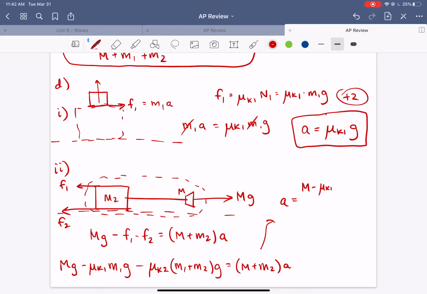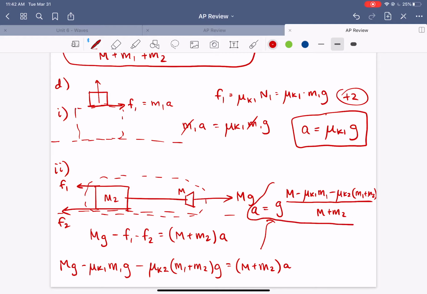M minus mu k1 m1 minus mu k2 times m1 plus m2, divided by m plus m2, times g. So this is the answer to the final part here, and this was worth the final 2 points on that problem. Okay, so this problem had a lot going on in it.